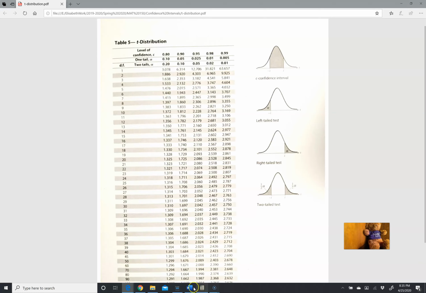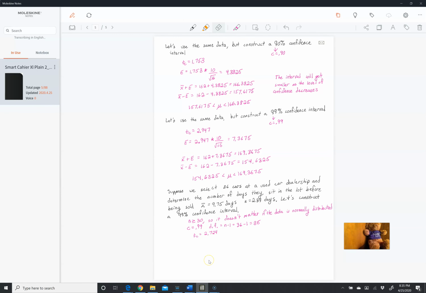Now we just plug that into our margin of error. This is really the first calculation that we're doing, and it's really the only calculation that we're doing. So 2.724 times 2.39, because that was the sample standard deviation, over the square root of 36. And we get 1.09.